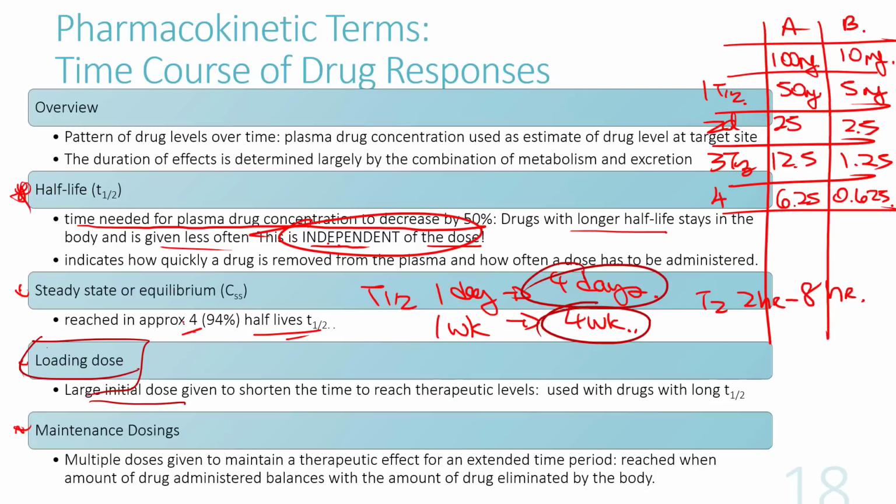Right? And then in order for it to reach steady state. And after it reaches steady state, you give what's called a maintenance dose to keep the drug within the steady state level.